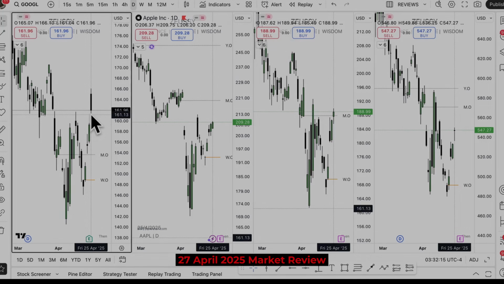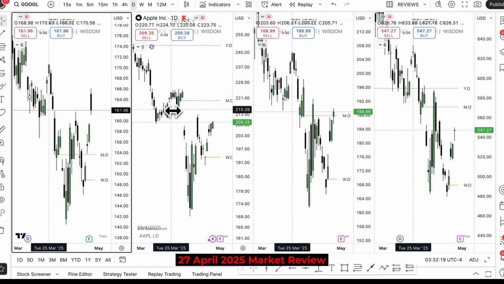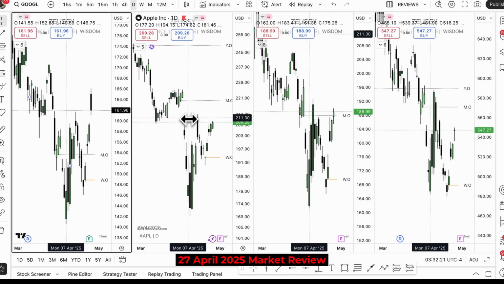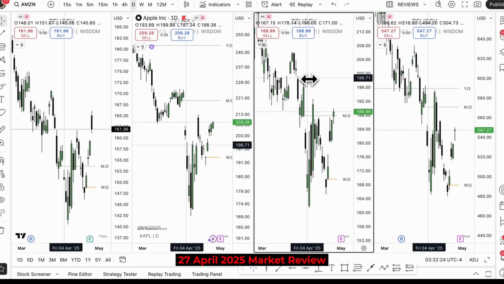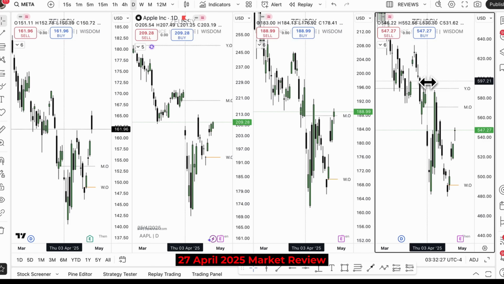We're paying attention to Google on the left, which had earnings the past week. We're going to be paying attention to Apple next to it. We're going to be paying attention to Amazon next to it. And we're going to be paying attention to Meta next to it.